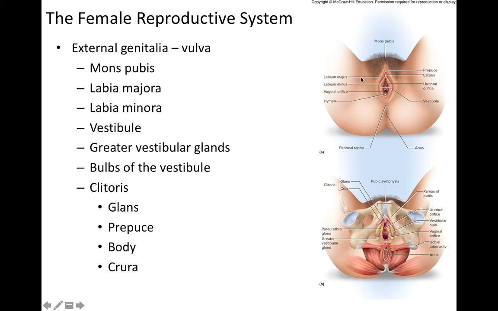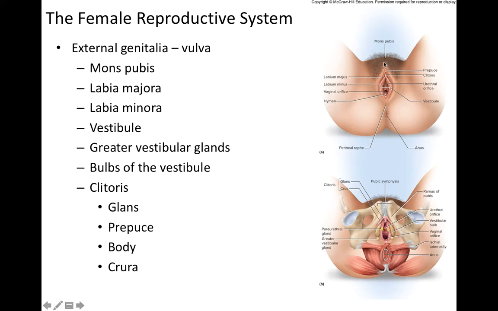So now we're going to take a look at the external genitalia, which is termed the vulva. This entire area is what we're talking about when we talk about the vulva. It consists of many parts. We start with the mons pubis, which is a fat pad that overlies the pubic symphysis. This tends to be more pronounced in females because we've got the loosening of that joint in pregnancy, and so we need a little more protection.